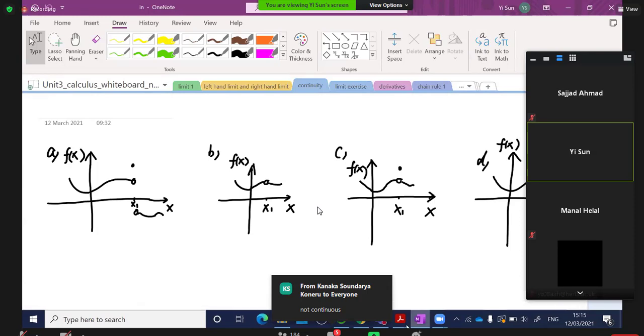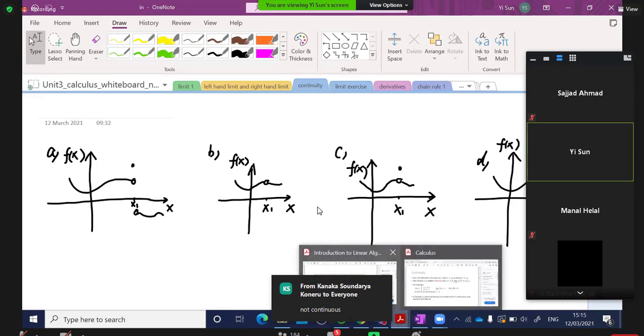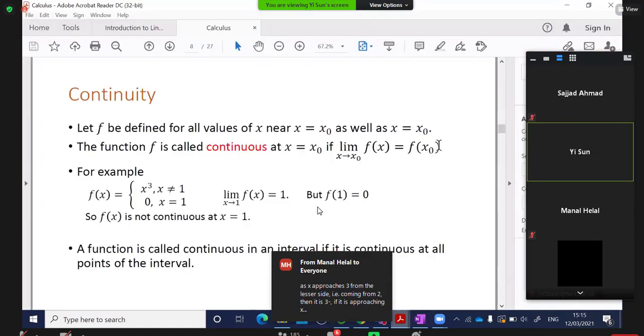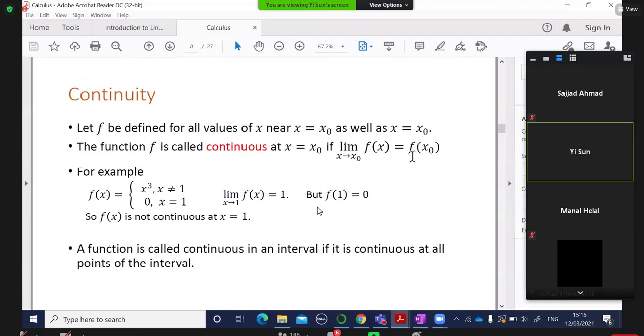So I make it maybe clearer here. This sentence actually includes 3 things, requires 3 things. First, the two-sided limit exists and is finite. Second, the function at x0 is defined. You see, it's defined. We have a function defined at x0. Number 3, the third one, 2 quantities.